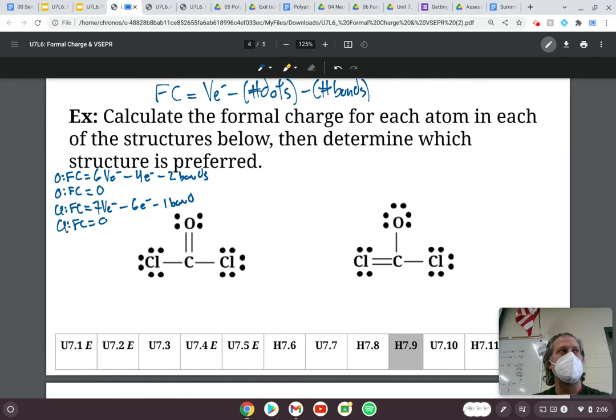Yes? Will it ever be a negative number? It can be. What happens then? I'll show you in about 2 minutes.